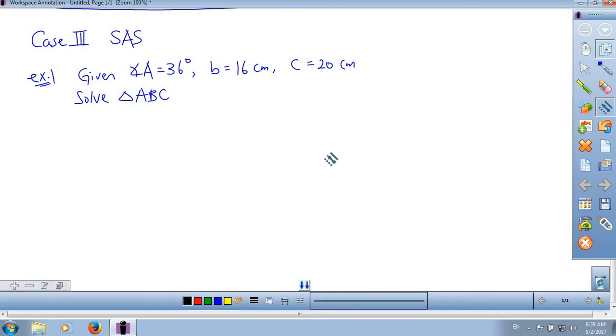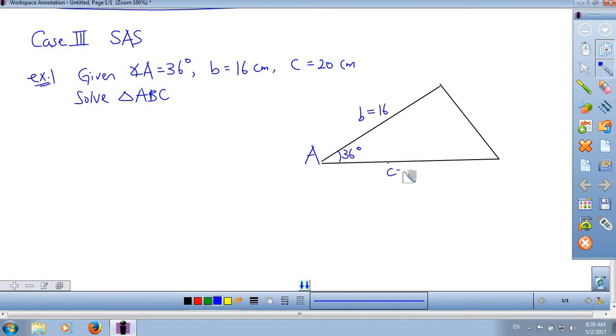Alright, let's go ahead and draw a diagram. So triangle A, B, and C. Well, we don't know exactly what kind of triangle it's going to be, so let's just go ahead and do a basic measuring. So side B is going to be 16 and side C is going to be 20 centimeters. So this has to be angle A, this has to be angle C.